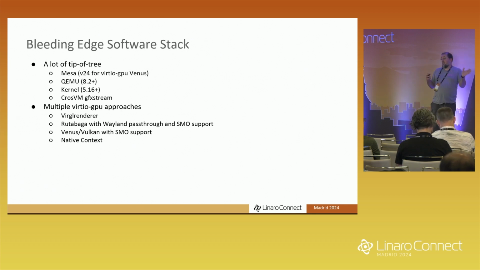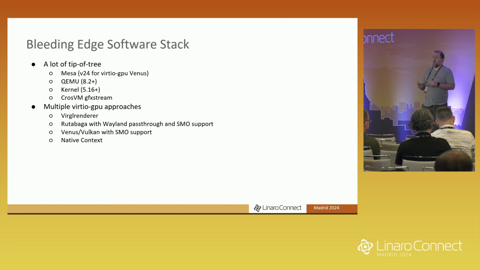The kernel, most of the support in the kernel is already there, although obviously we've had to put local patches in. And then we're using things like the cross-VM graphics stream libraries. That's all under active development in Google's cross-VM repositories. The other thing to mention about VirtIO GPU is there are a lot of different approaches being explored right now.